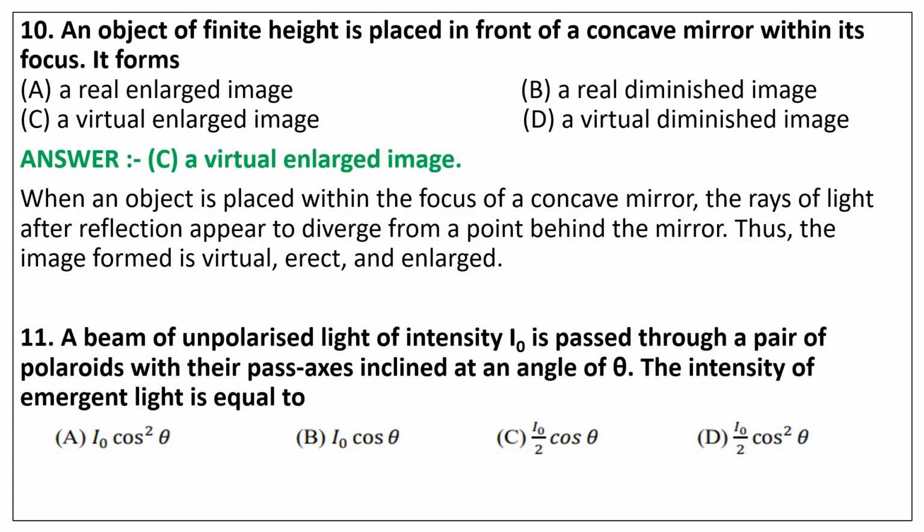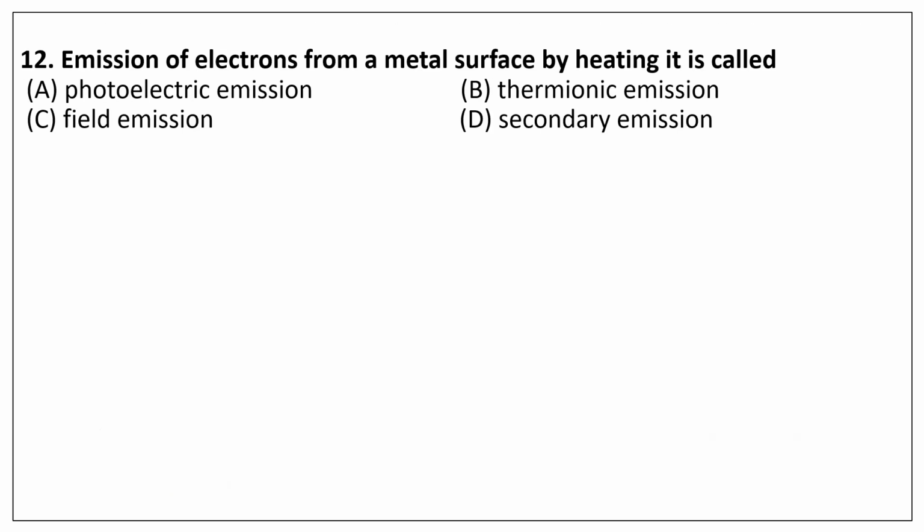11. A beam of unpolarized light of intensity I0 is passed through a pair of Polaroids with their pass axes inclined at an angle of theta. The intensity of emergent light is equal to A. I0 cos square theta, B. I0 cos theta, C. I0 by 2 cos theta, D. I0 by 2 cos square theta. Answer D. I0 by 2 cos square theta.